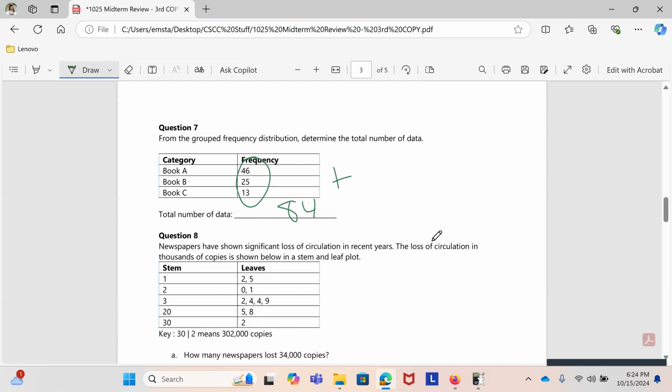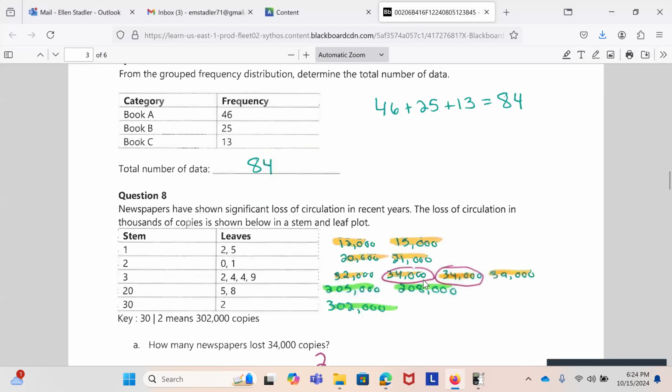Number 8 is a stem and leaf plot. It's an odd one just because it's in thousands. Usually you see that it's like 1 leaf 2 would be 12, 15, 20, 21. It's not, because this means in thousands of copies. So 1, 2 actually means 12,000.